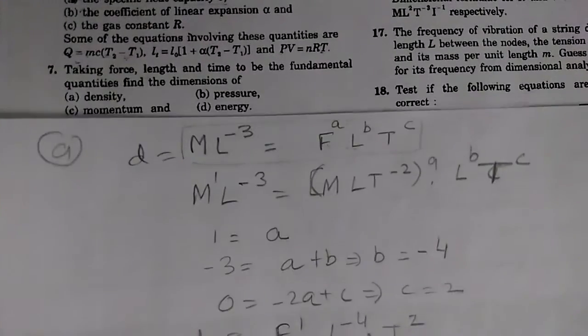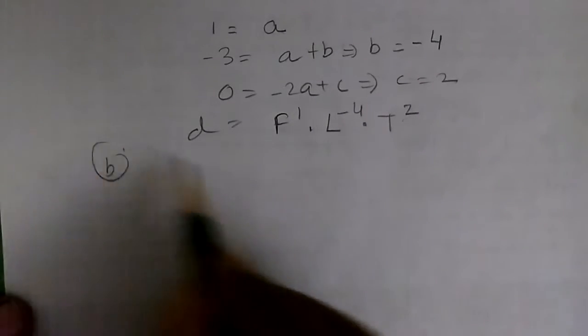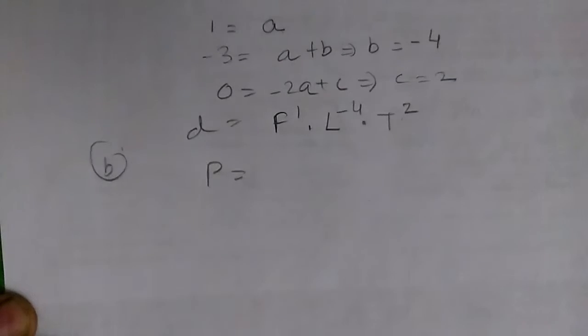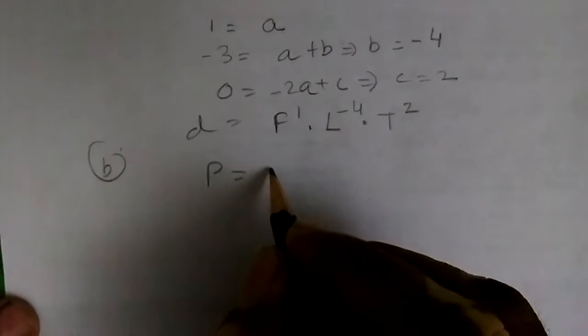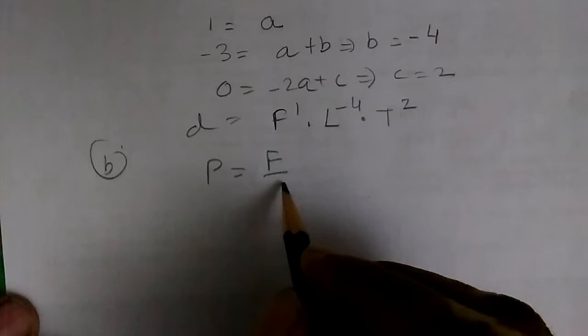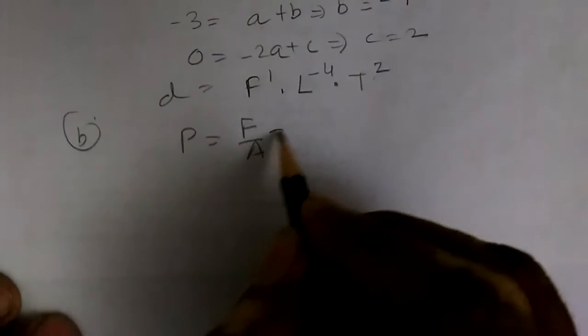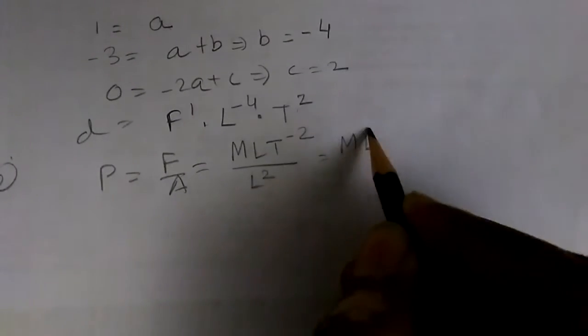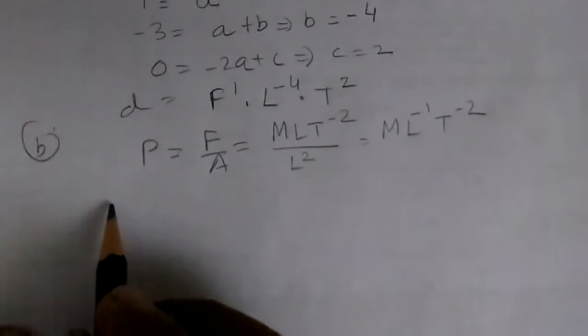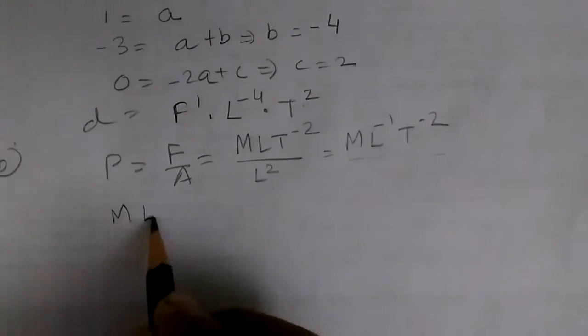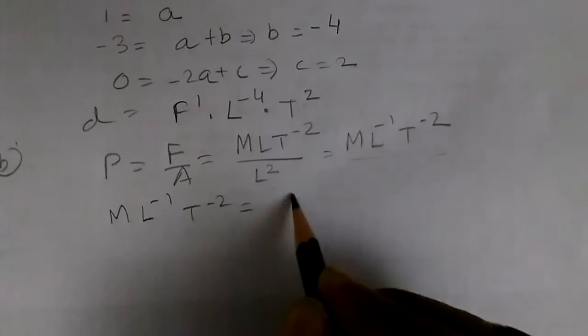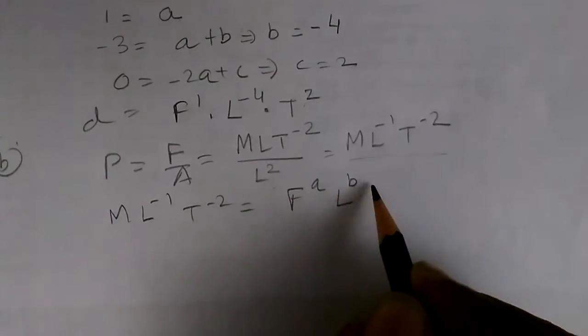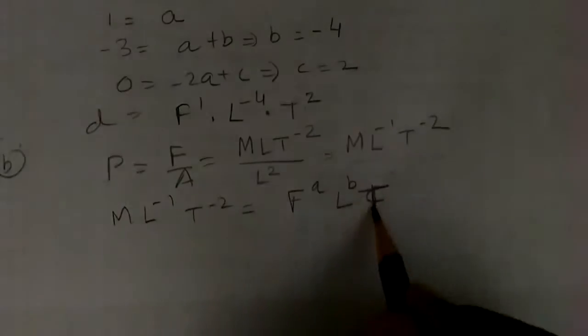Problem number B, we need to find out the pressure. So we need to express pressure. Pressure is force divided by area, force acting per unit area, or force is mass into acceleration, M L T to the power minus 2, divided by L squared, or we can write it as M L to the power minus 1 T to the power minus 2. So we need to write this thing, M L to the power minus 1 T to the power minus 2, in terms of force to the power A, length to the power B and time to the power C.